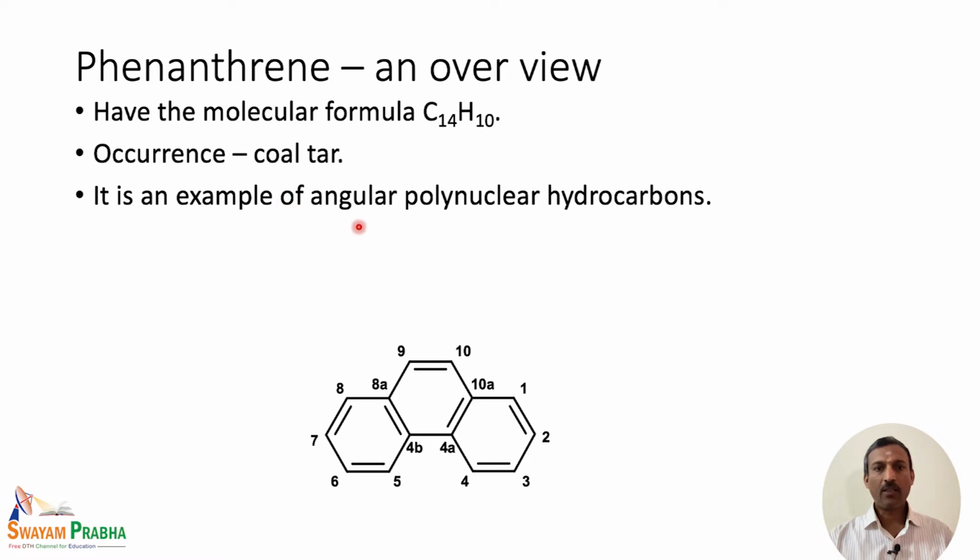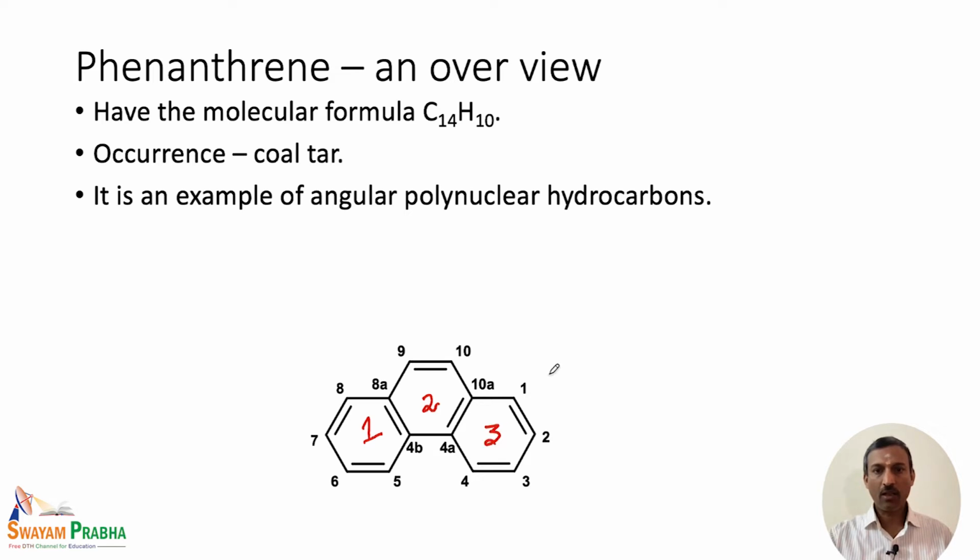It is an example of an angular polynuclear hydrocarbon. Angular polynuclear hydrocarbon is written like this. So, here we have benzene ring 1. So, we have 3 benzene rings. They are numbered as 1, 2, 3.